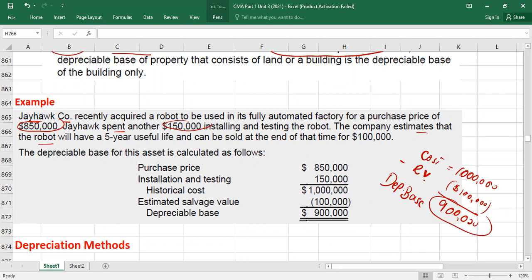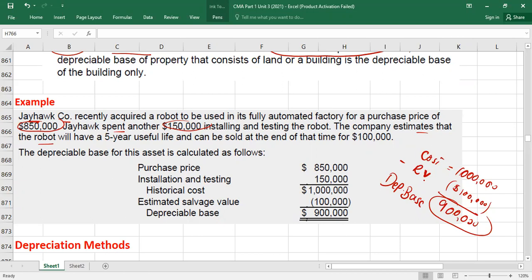Please make sure your accumulated depreciation should never exceed this value. I will tell you this point with different examples, but this is a really, really important point. Your total accumulated depreciation over the years should never exceed the depreciable base. Because if the amount which can be depreciated is $900,000, your accumulated depreciation obviously should be a maximum of $900,000. It should not be more than that. Right?